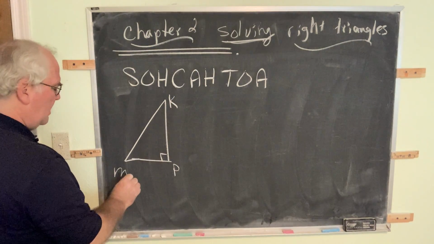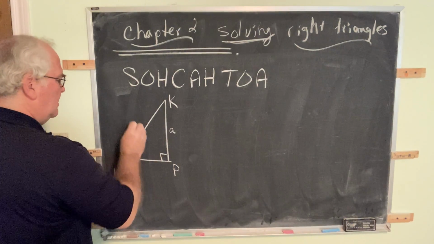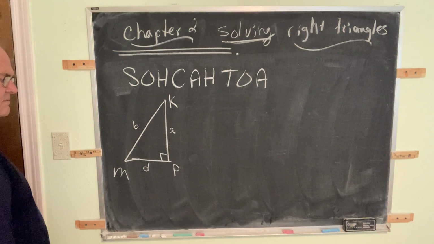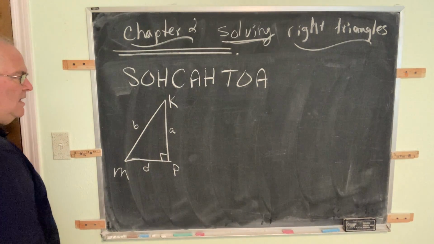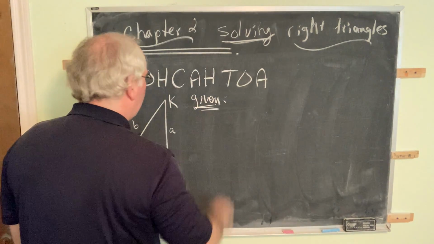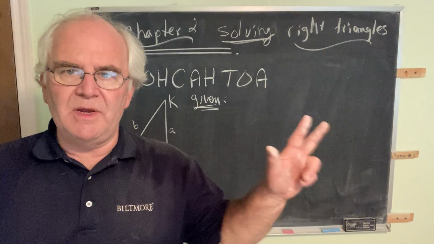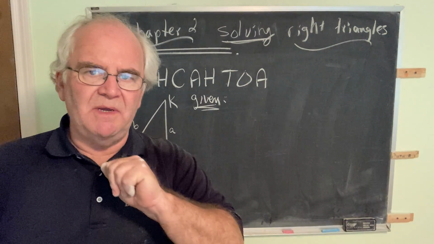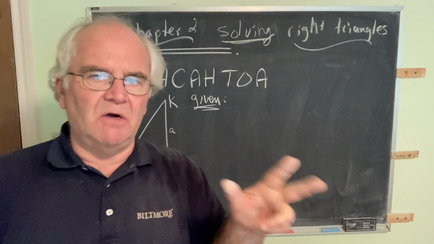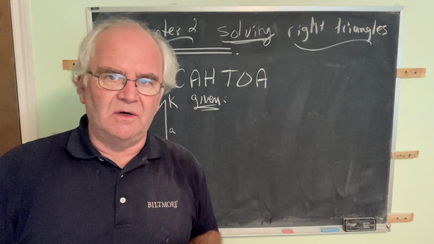K, M. Let's call this A, B, D. All right? Given. In order to solve a triangle, you must be given 3 pieces. If you're not given 3 pieces, the triangle cannot be solved, not just by you, but by anybody. You must be given 3 pieces of the triangle.